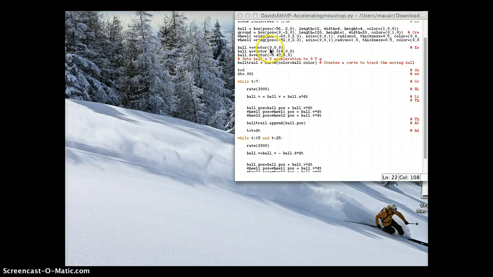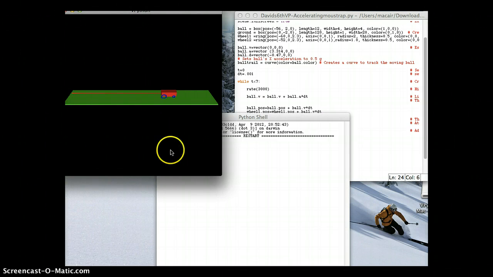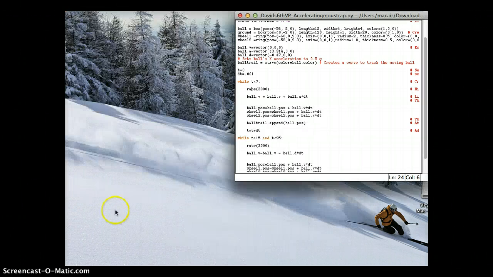So for the velocity, initial velocity is 0. For the acceleration, I put 3.314, and the deceleration is negative 0.47. So when we run it, we hit F5. Alright, so the car speeds up pretty rapidly, and then it slows down, and it doesn't go too far, just like my actual car.